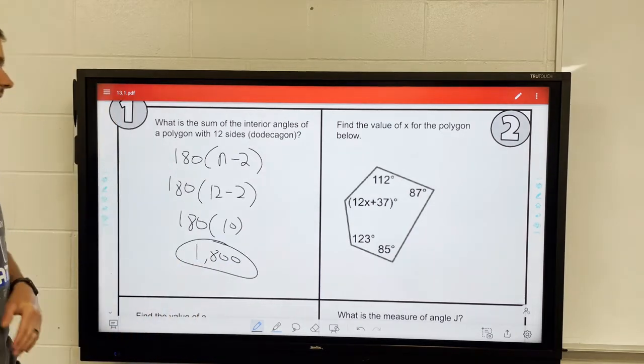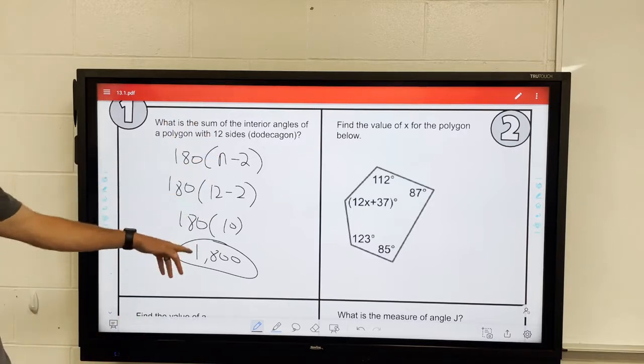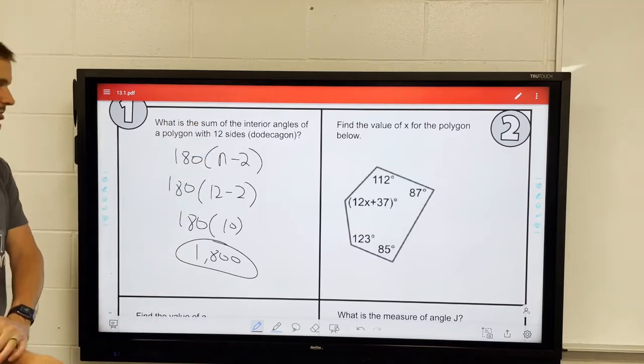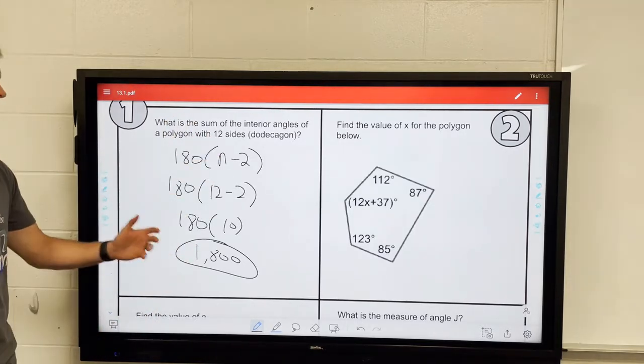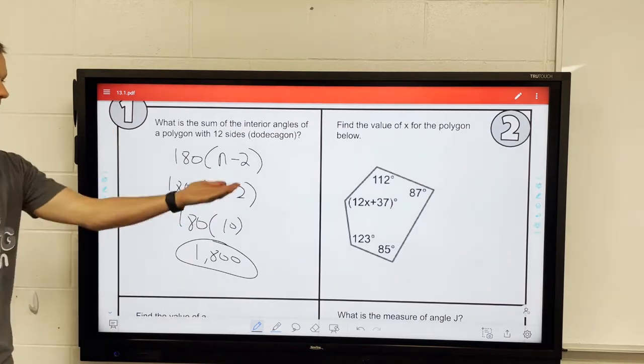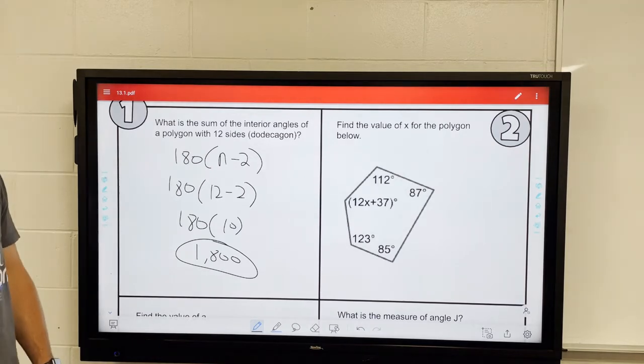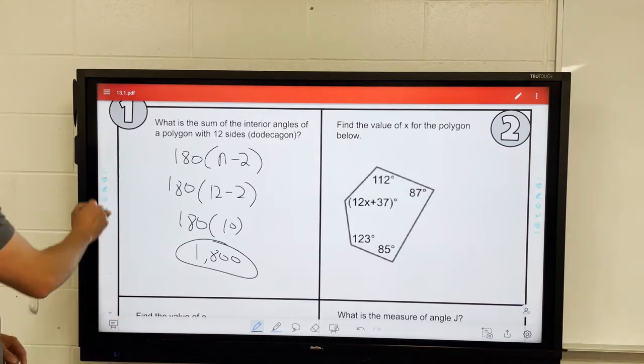That means if I add all those degrees up inside a dodecagon, it's going to equal 1,800 degrees in this instance. It's that simple to find all those. If I wanted to find one of those angles, I would then divide it by 12, but it wanted us to find the sum of the interior angles here, okay? Let's jump over to example number 2.